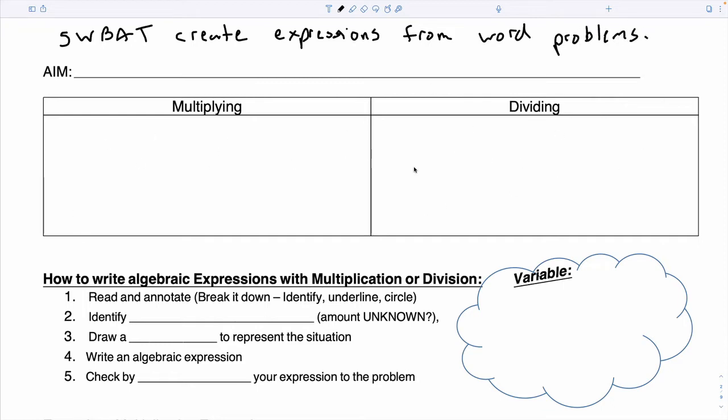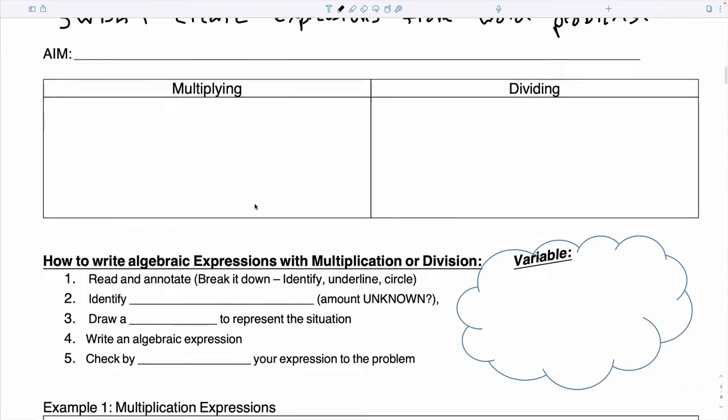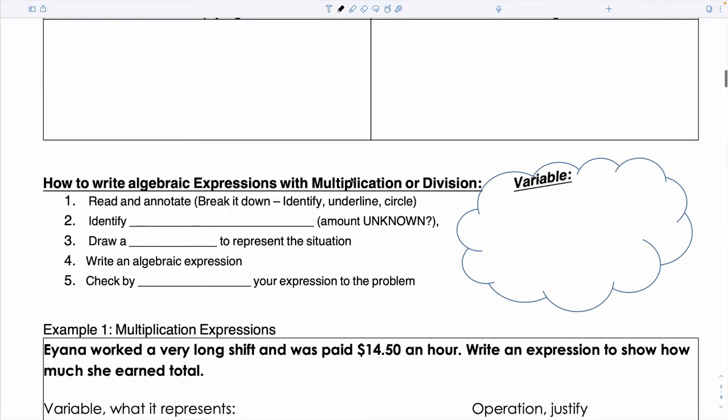Leave this box blank, just like yesterday. We'll fill it in as we go. When we get to expressions with multiplication or division, we're going to do the same steps with one slight twist. Now, step number 1, we're going to read and annotate like we did, box and circle, yesterday. Then identify the variable. What don't you know in the problem?